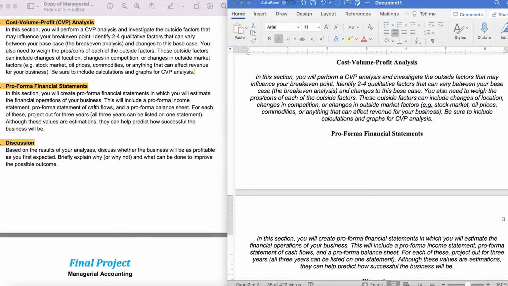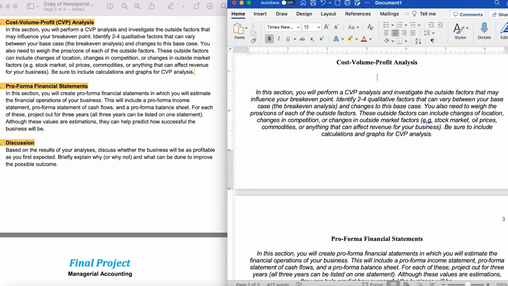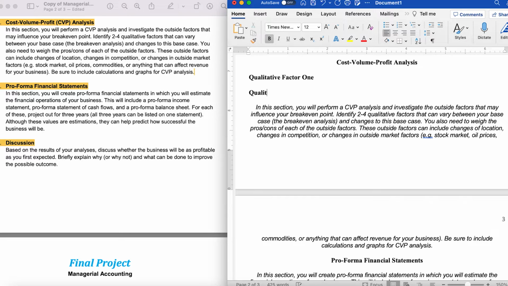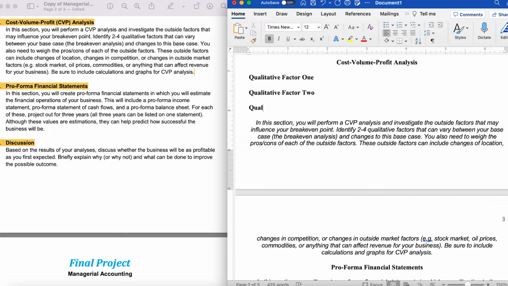Here, I want to point out two things. One, sometimes you're going to have to include a placeholder for your section headings. For example, here it's asking you to identify 2 to 4 qualitative factors. Well, you haven't researched yet, so you don't know what those qualitative factors are. Also, note how I've chosen to include 3 qualitative factors when my objective calls for anywhere between 2 or 4.